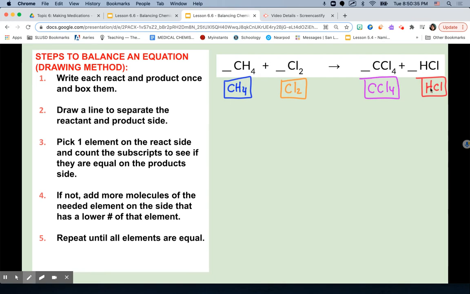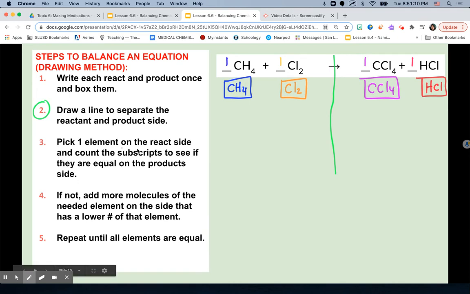and that is I wrote out each reactant and product below. So right now, the way it's set up, I have one CH4 and I have one Cl2, one CCl4, one HCl. Then I'm going to draw a line to separate my reactants and my product side just like I did before.